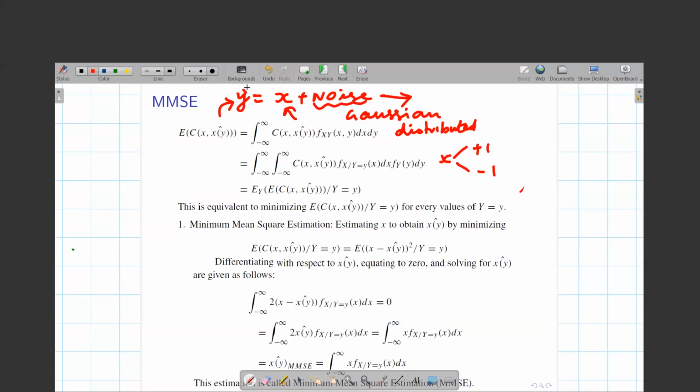That is the problem. But while doing this theory development, we have to assume that x takes some value, because it is a random variable. We don't know the actual value of x, but we know the characteristics of the random variable x. Once you know those characteristics, based on the observation of y, we estimate the value of x. So that is the problem now.